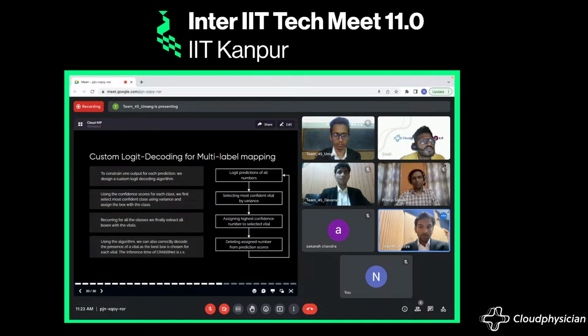In this technique, once we have the confidences of all recognized numbers on the screen, we find the most confident class by checking the class with the highest variance in confidences of all numbers for that class. Then we assign that class to the number with the highest confidence for that class. Then the assigned number is deleted from the output, and this process is repeated till we have assigned all the recognized numbers on the screen. The inference time of CrabNet and our custom logic decoding technique combined is around 1 second.